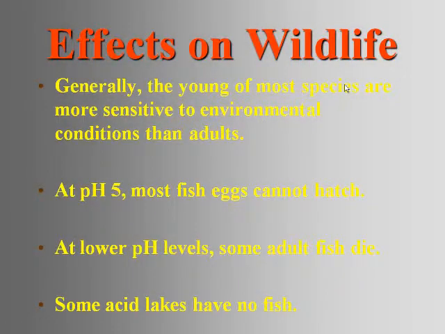Okay, so the effects on wildlife: usually the younger individuals are more susceptible than the adults. At a pH of 5, you can't hatch fish. At lower pH levels, the adults can generally survive at a pH of 5, but if you go any lower, the adult fish die. So that's where I was talking about the fish kills coming in, where we see significant mortality rates in the aquatic environments.